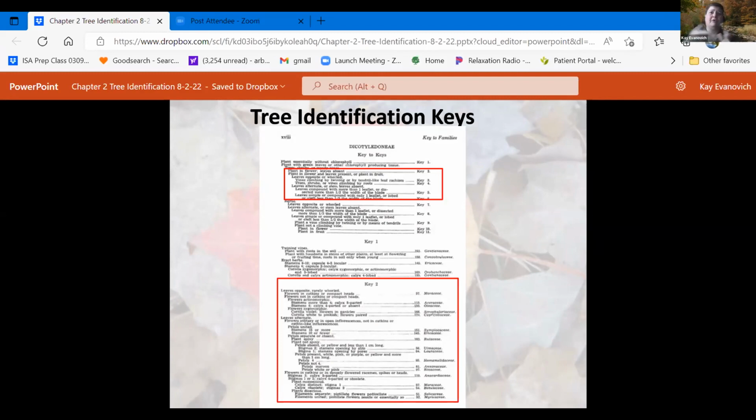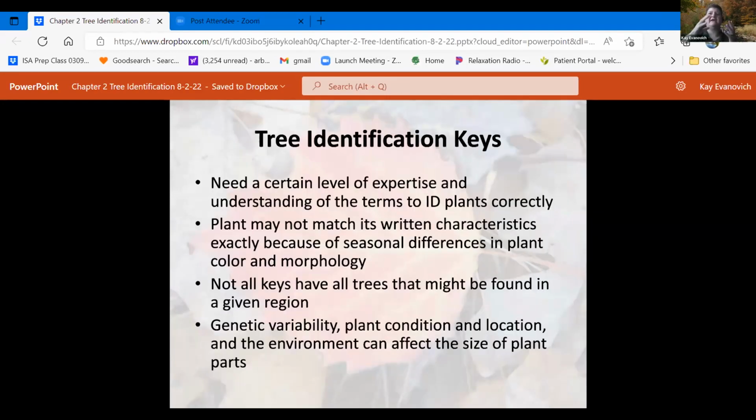Nowadays, you have a computer program that can help you ID it. But this is basically what a tree identification key looks like. If you answer that the plant has this, you go to key 2 or 3 or 4, and you keep going down as you answer them. Oh, now we have to go to page 115 if it has this. That's what a key is, and they're written. Now, they need a certain level of expertise and understanding of those terms and of the tree parts to be able to ID the plants correctly.